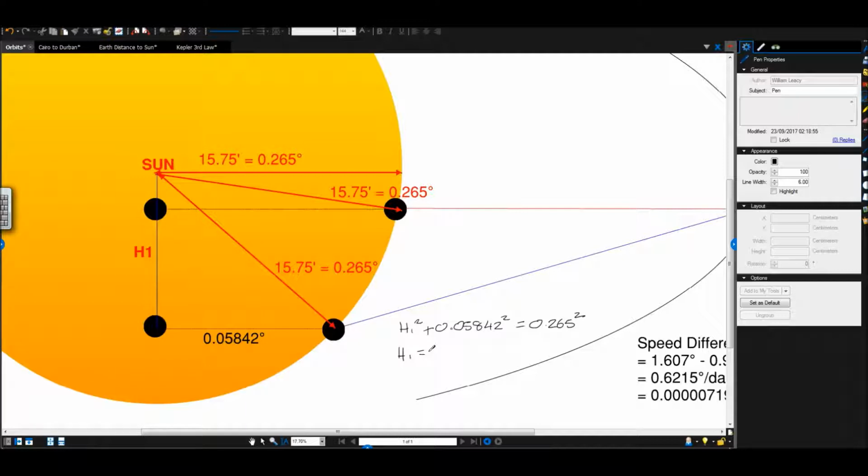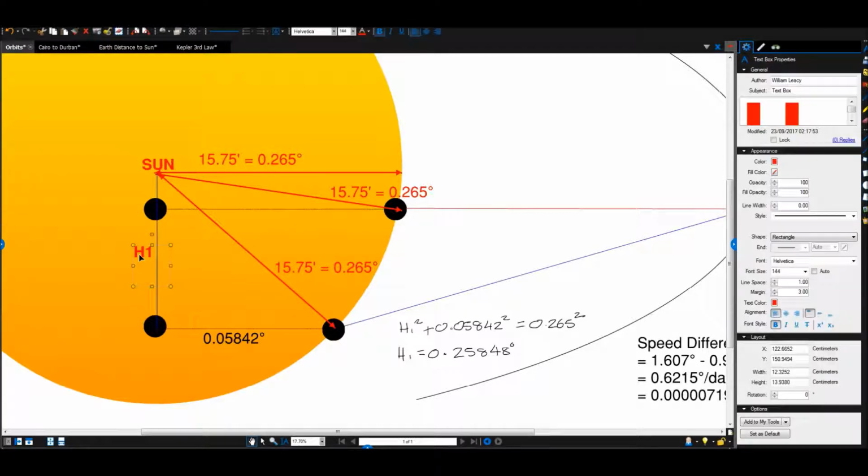So let's do it quickly. You have 0.265 squared minus 0.05842 squared, square root. So what I get is 0.25848 degrees. So that's what I get for H1.